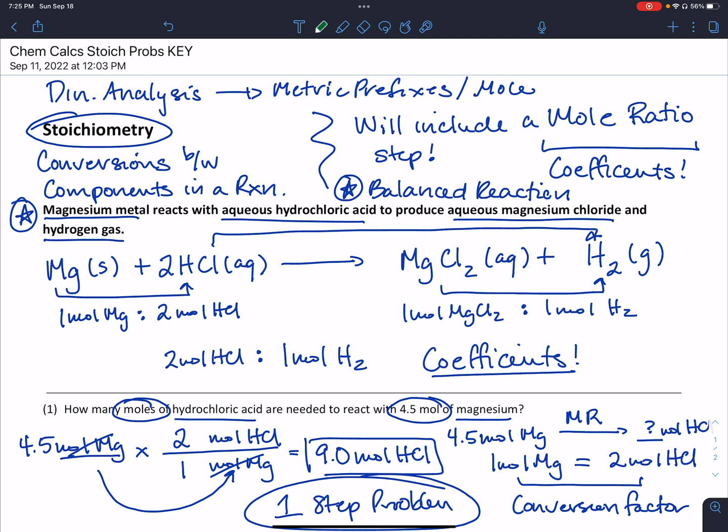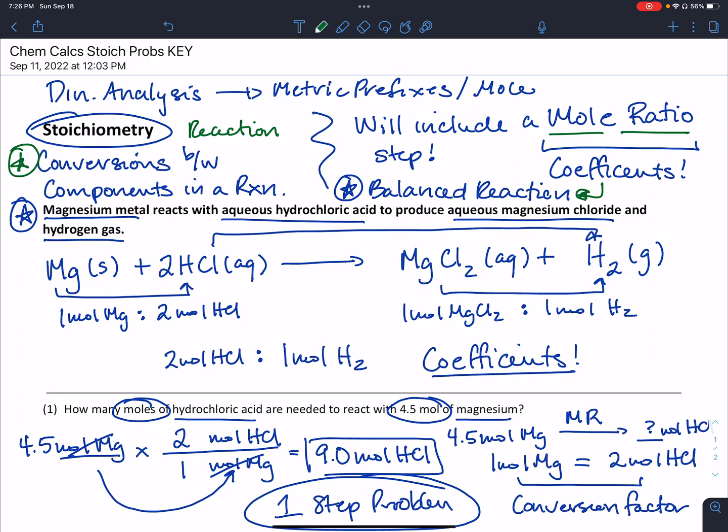As we mentioned in the last video, stoichiometry is a form of dimensional analysis problem. We've done these problems previously with our metric prefix conversions or our molar conversions for single entities. Stoichiometry is a little bit different because here you need a reaction, and our conversion is going to be between components within that reaction. All stoichiometry problems are going to have a common step, the mole ratio step, that requires our coefficients, which means we've got to have a balanced chemical reaction.